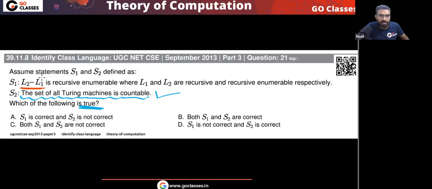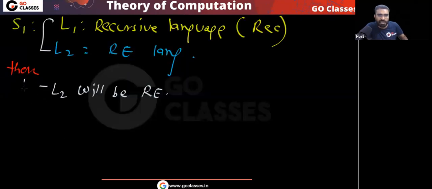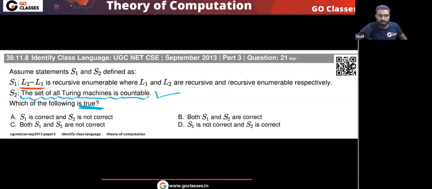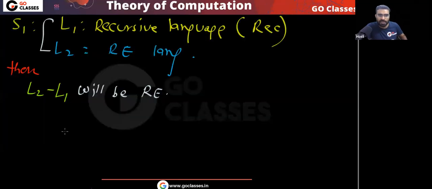Sorry, the question is saying L2 minus L1 is RE. Can I say L2 minus L1 is RE? L1 is recursive. L2 is recursively enumerable. The question is saying L2 minus L1 is RE. Is this true?